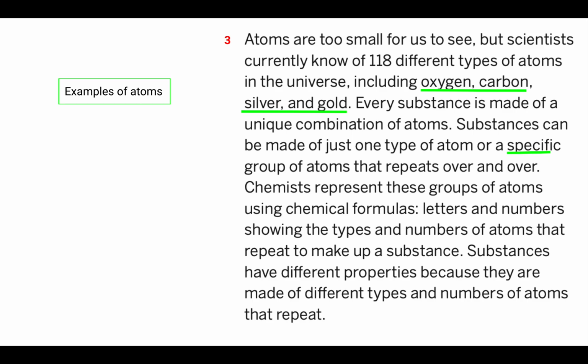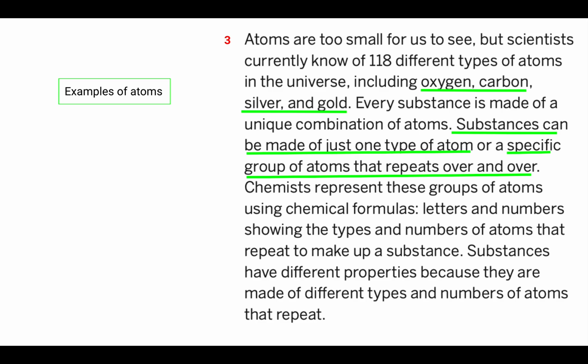Substances can be made of just one type of atom or a specific group of atoms that repeat over and over again. Let's go ahead and underline that. That's actually really important, and it's also kind of heavy. Substances can be made of just one type of atom that repeats over and over and over again. If you look at the top of your front page, we've got that picture of a diamond, and then they have a model, because those are not the real atoms, but they have the model of the carbon atom repeating over and over and over again. So that creates a diamond.